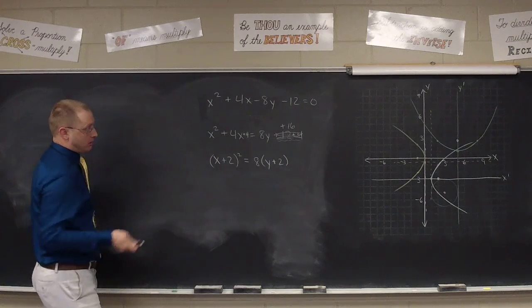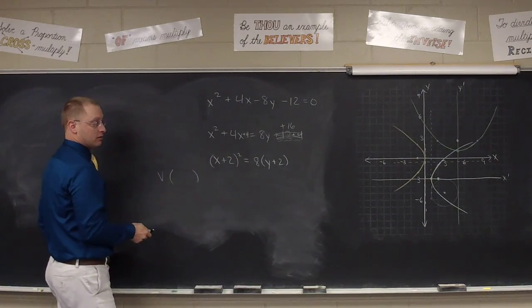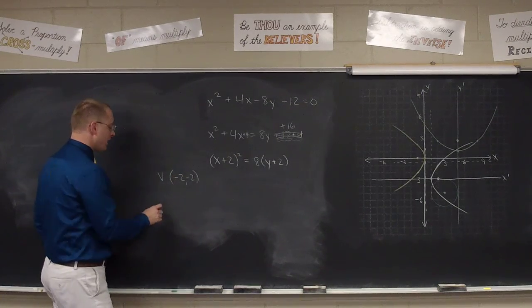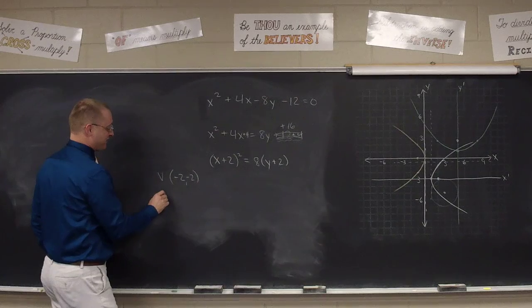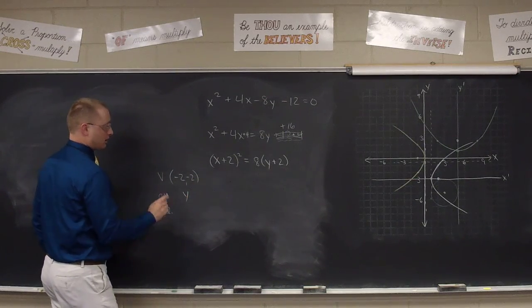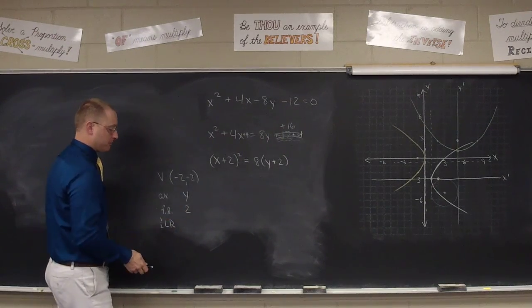All right, and there we're done, right? We can identify the vertex: negative 2, negative 2. I'm going to get that one backwards. Anyway, the axis of symmetry is y, the focal length is 2, and each half of the latus rectum is 4.